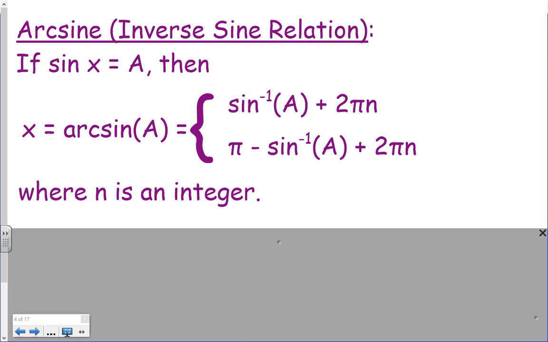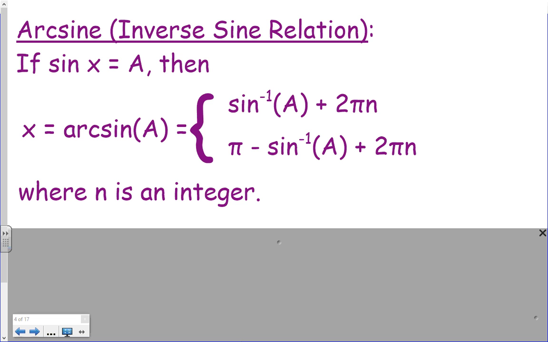But once you finally solve it for x all by itself, then you can replace arcsine with what it's equal to. And what is it equal to? Well, it's what we just came up with on the other slide there. We found out that the two solutions that you're going to find in the first period are at sine inverse of A and pi minus sine inverse of A, and that they repeat every 2 pi. So we add on 2 pi n to each of those.